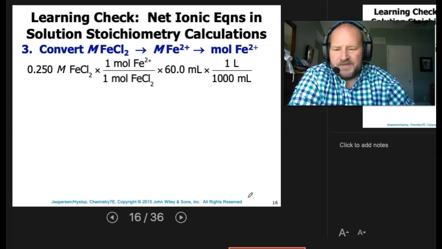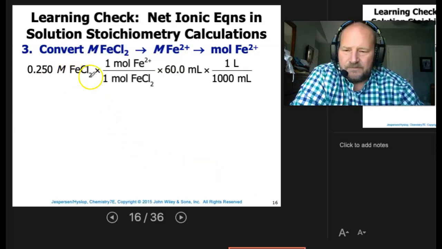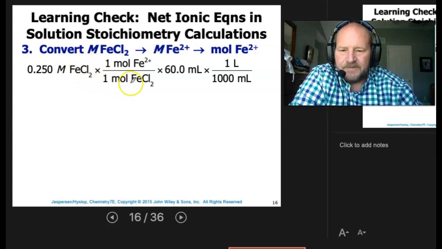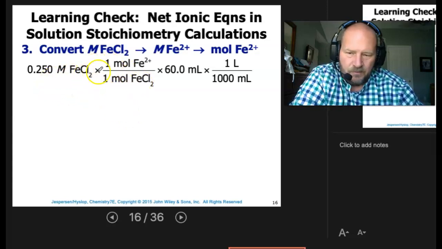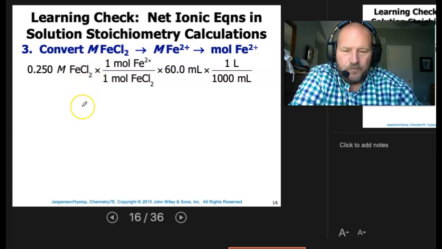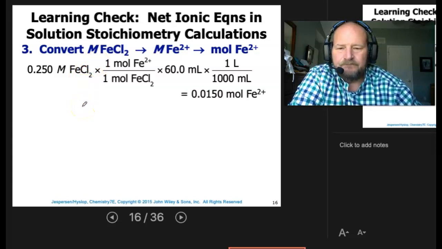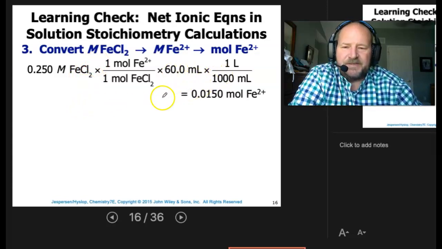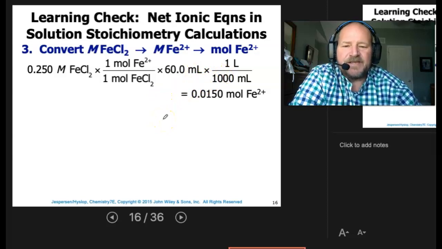So we're going to take 0.250 molar FeCl2. It's 1:1. So for every 1 mole of iron chloride, we get 1 mole of iron. And then we're going to multiply that by 60 milliliters because that's how much we have. And that's going to give us 0.0150 moles of Fe2+.